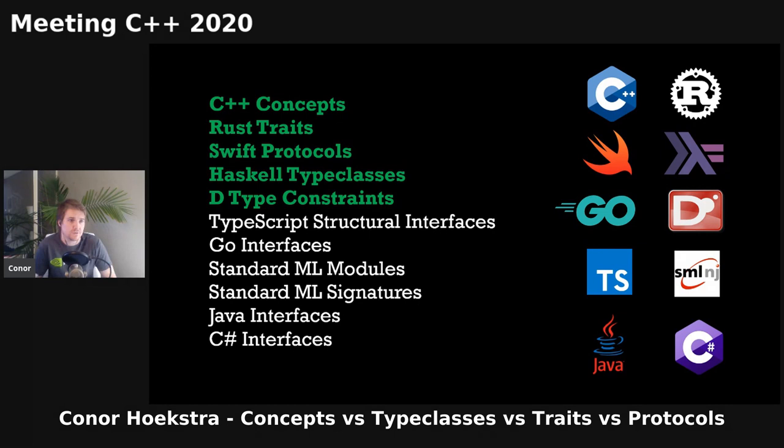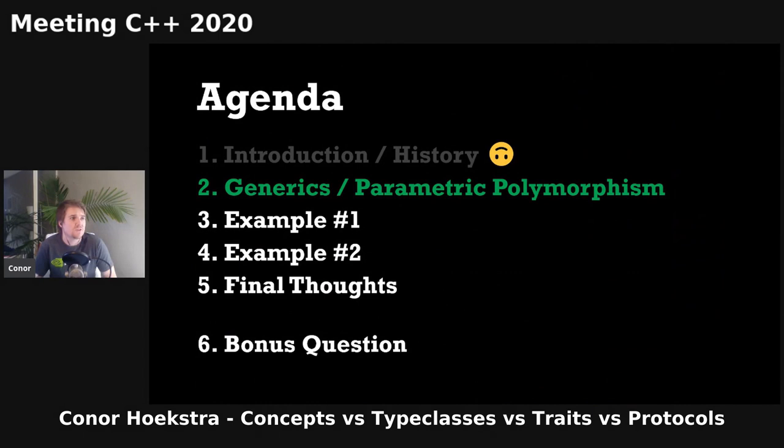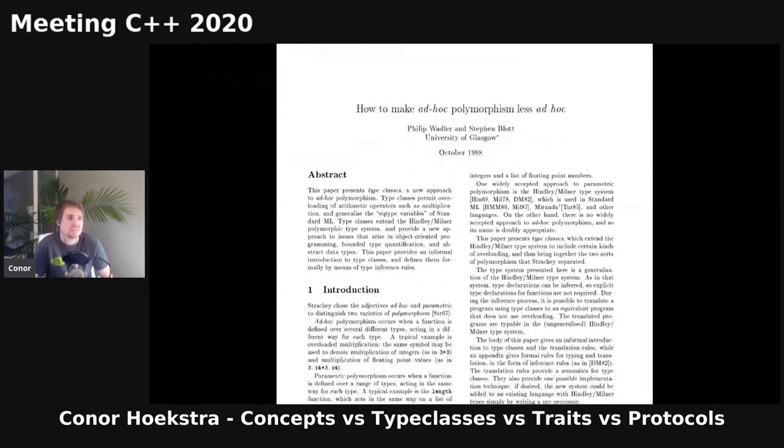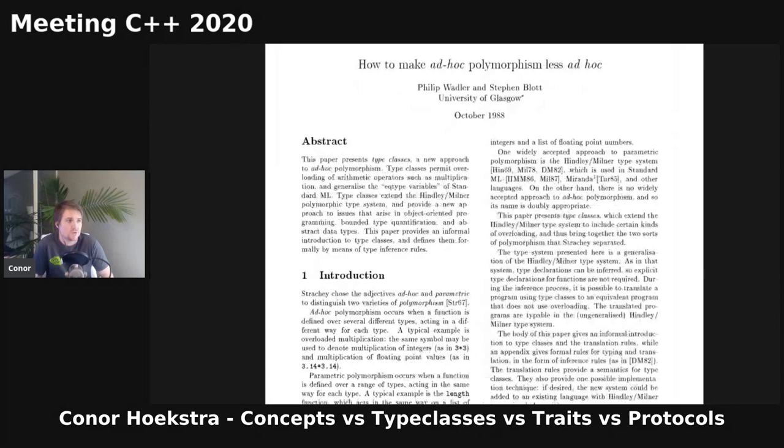So moving on to the second section, generics and parametric polymorphism. At this point, we're going to hop back to the 1988 Philip Wadler paper. In this paper, he introduces type classes, but in the introduction, he also defines two different types of polymorphism. The first one is ad hoc polymorphism, and the second one is parametric polymorphism. Let's take a look at those two definitions.